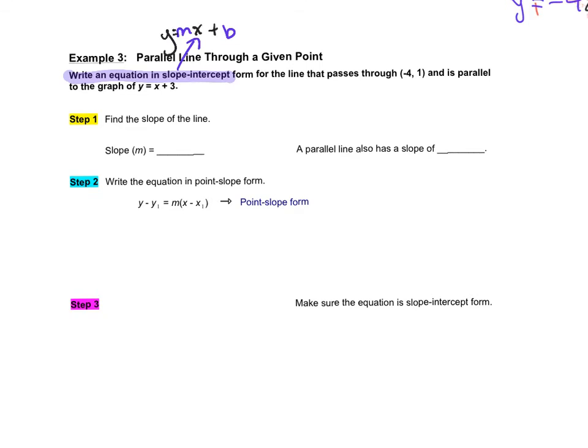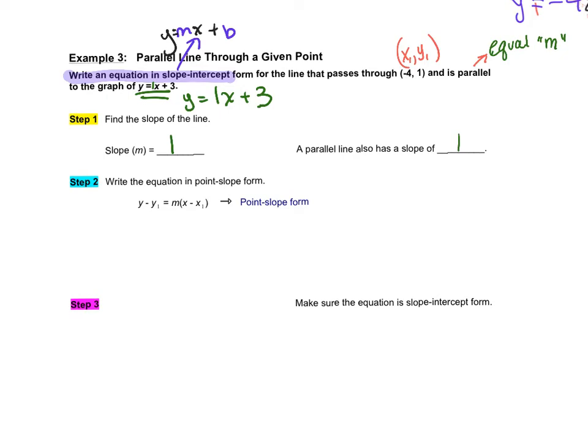Write an equation in slope-intercept form for the line that passes through (-4, 1). This is a point, x1, y1, and is parallel. Parallel means equal slope to the graph of y equals x plus 3. By looking at the line y equals x plus 3, we know that the slope is 1 because it's understood that the coefficient, if it's not stated, is 1. A parallel line to that must also have a slope of 1.